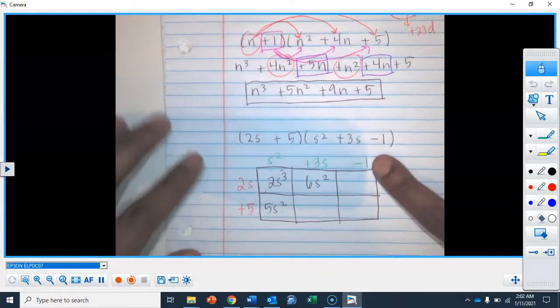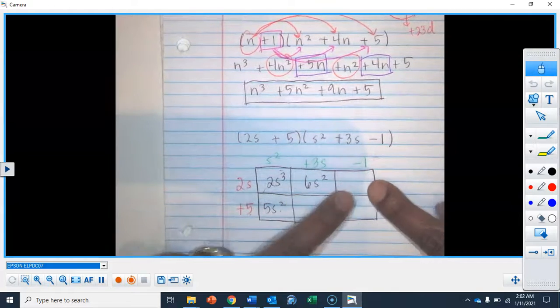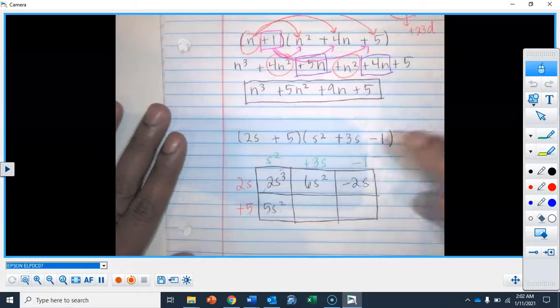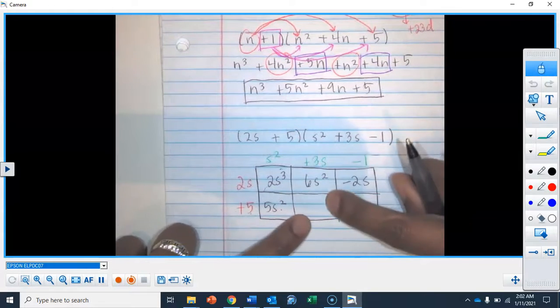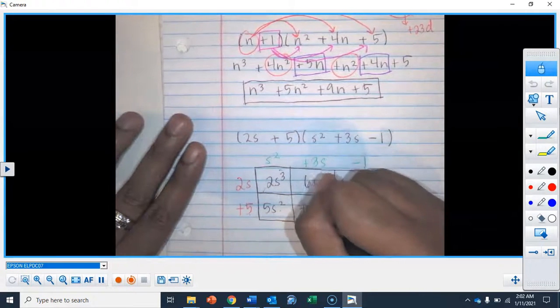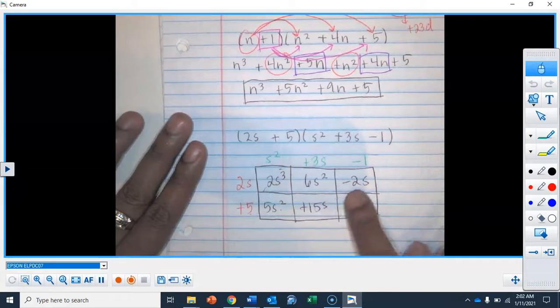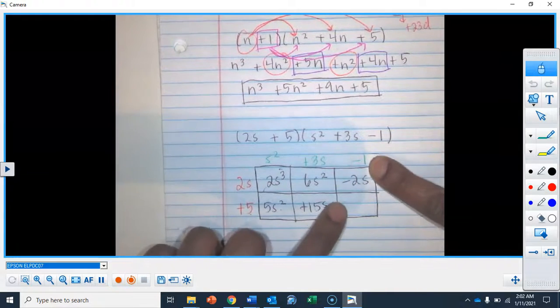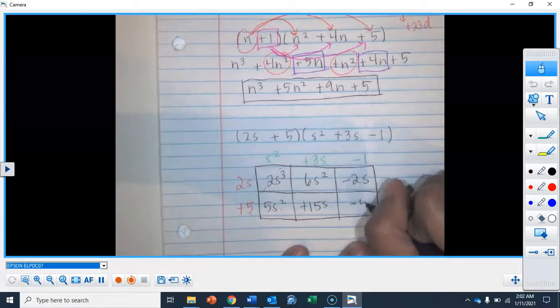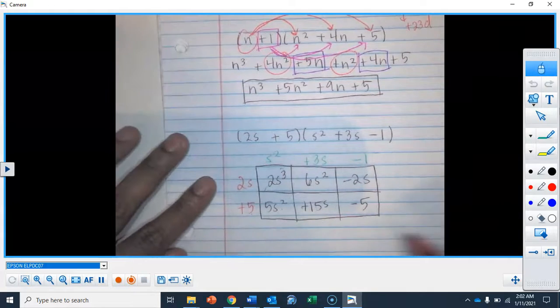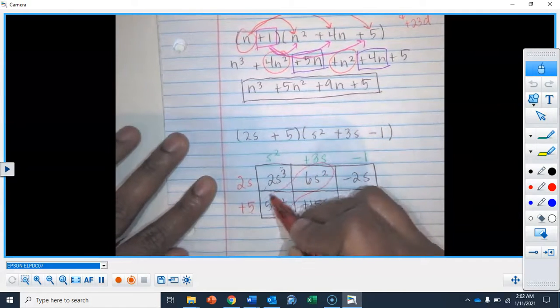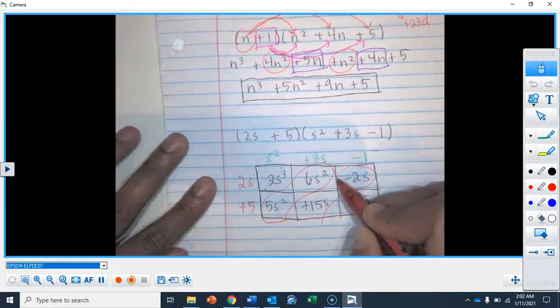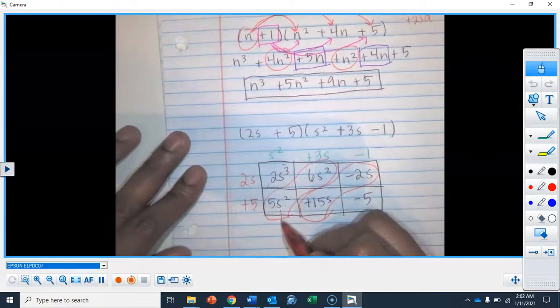But let's keep going. Negative 1 times 2s right here, negative 2s. 3s times 5 is going to be 15s. Again, notice these are like terms diagonally. And then the last part is negative 1 times 5. Multiply, that's negative 5. So one thing you notice is that the diagonals are always the like terms. You see that? Just like that. And then what would the answer be?